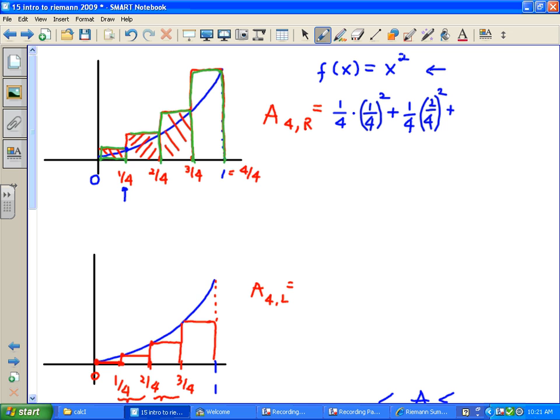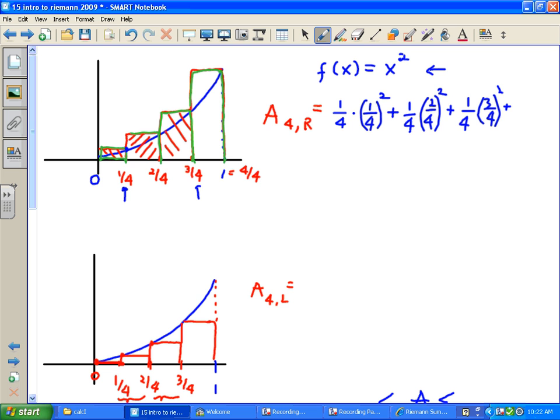Could someone from the middle row please help me out with the next rectangle? What will be the area of the next one? What is the base? Just to be clear, I would like somebody from this row, please, to give me a possible answer. Right, the base is 1/4. And what about the height? Right, now we're plugging this into the function, so it's 3/4 squared, right?